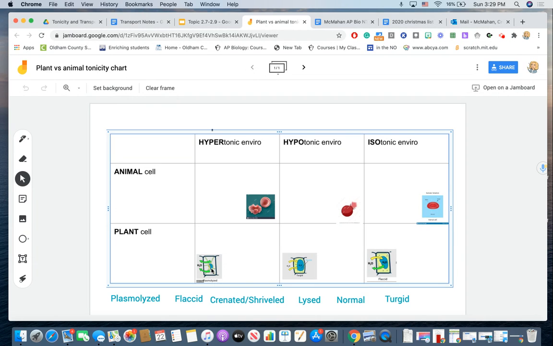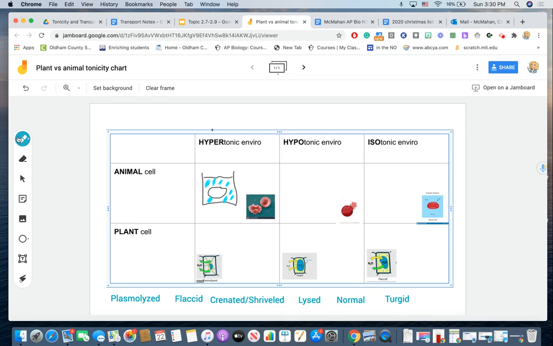So we're going to draw a little bit, and then we're also going to label a little bit. First, let's draw what's going on here. In your box for an animal cell placed in a hypertonic environment, we're going to draw a beaker. There's a beaker, and here's our little red blood cell inside the beaker. Now, this is an animal cell, or red blood cell, placed in a hypertonic environment. So I'm going to make this a hypertonic environment, and you should too.